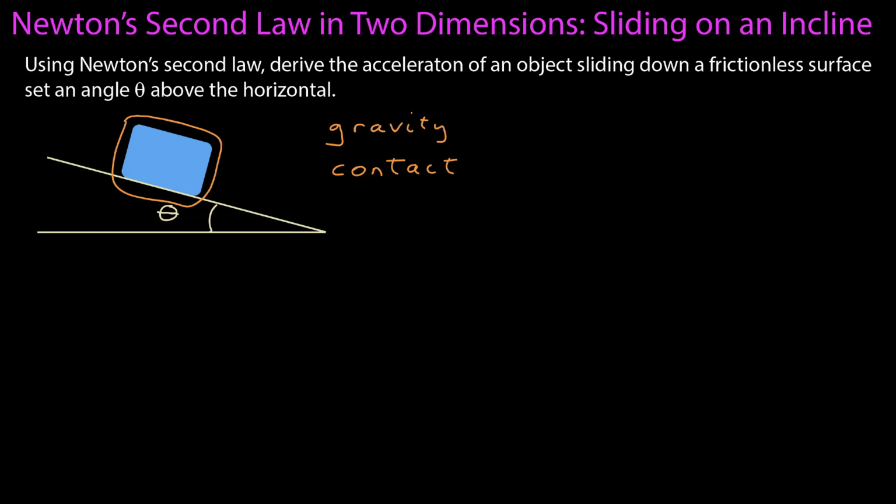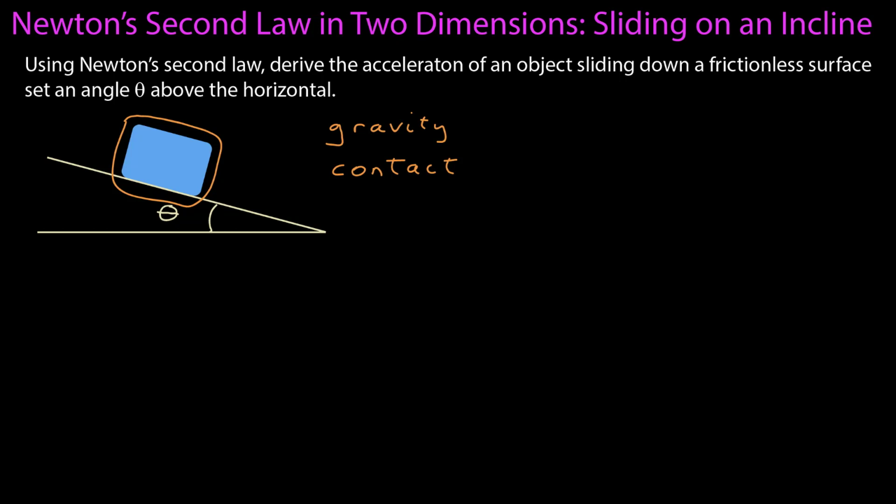Well, there's gravity, and there's anything that crosses that barrier surrounding the object. And the only thing that is a contact force is the force the surface exerts on the block. It's frictionless, so that means there's no component of the force tangential to the surface, so the contact force only exists perpendicular to that surface.